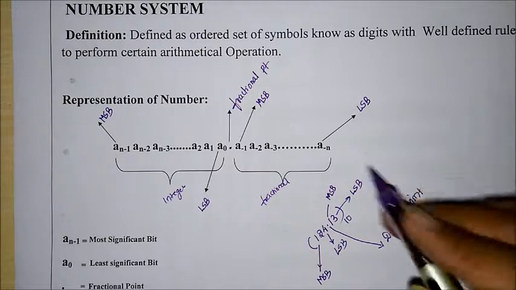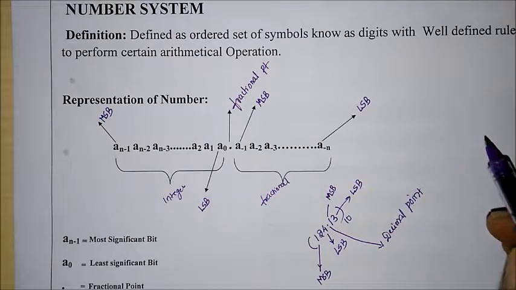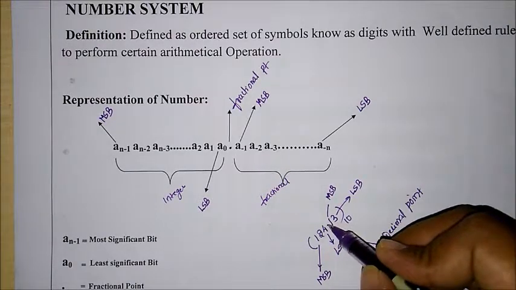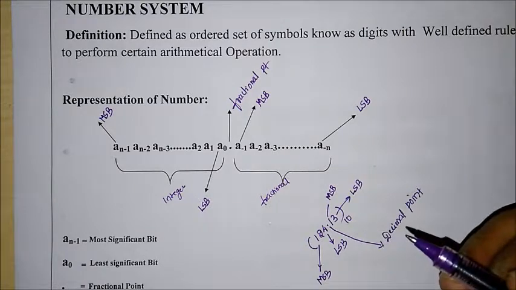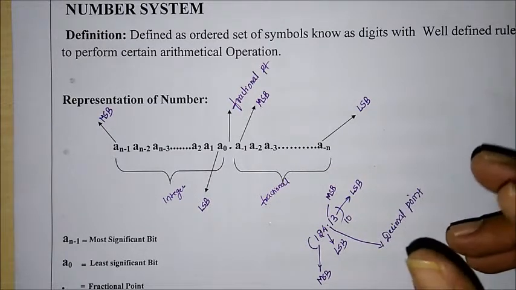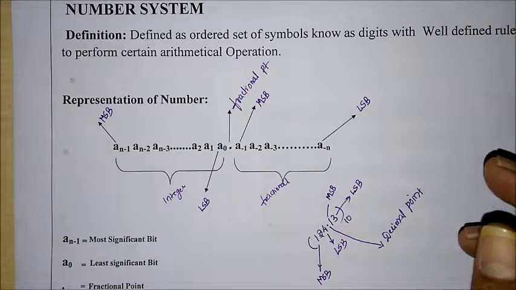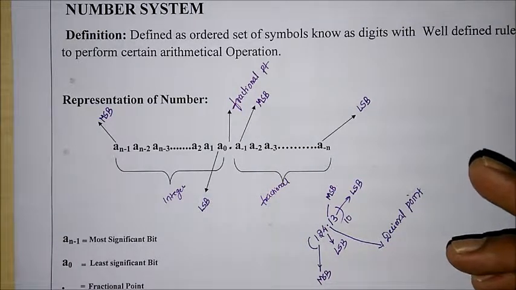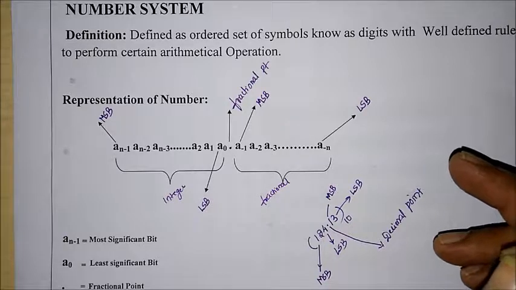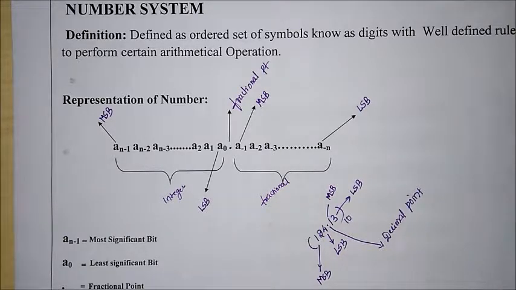Depending upon the number system, the point name changes. For example, in an octal number system, the point separating the integer and fractional parts is called the octal point. In a binary number system, it is called a binary point, and in a hexadecimal number system, it is called a hexadecimal point.